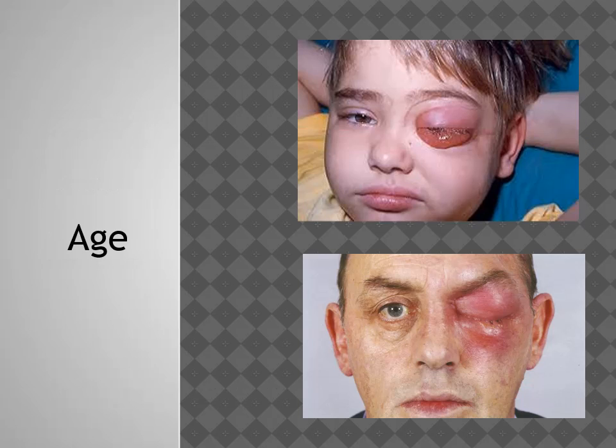Orbital cellulitis could be seen in young age, in children, or in old age. Usually in young age it is due to ethmoiditis, which is extension of the infection from the ethmoidal sinuses through a very thin bone, which is the lamina papyracea. But in old age you can suspect septicemia, bacteremia, or exogenous injuries, which could lead to this orbital cellulitis.